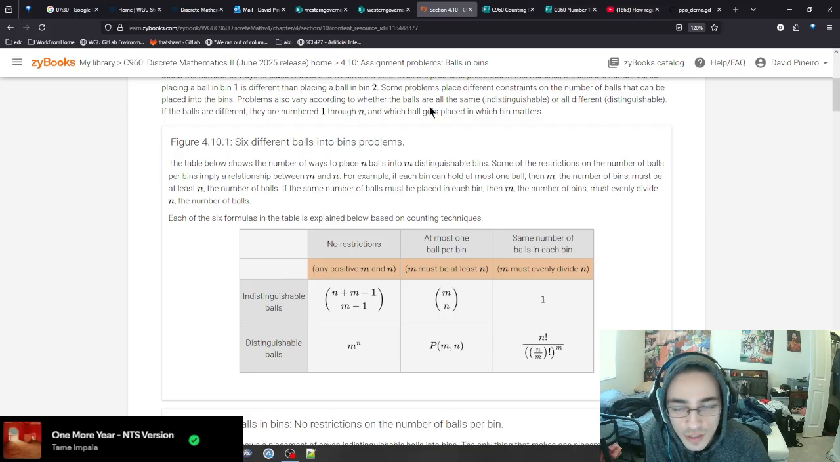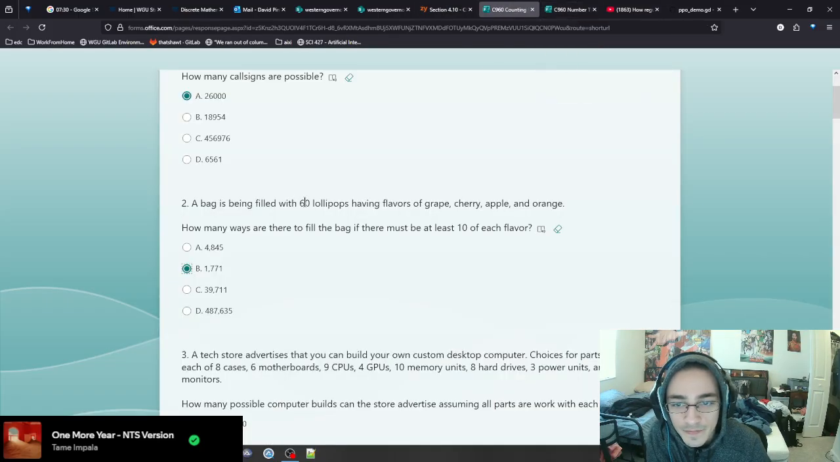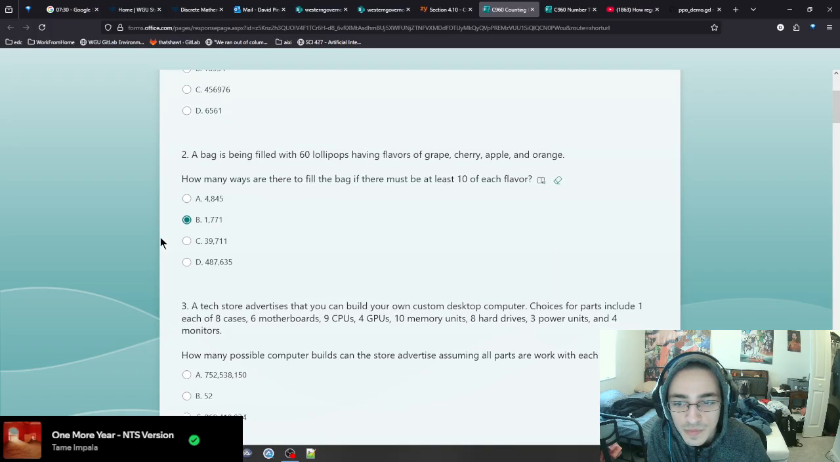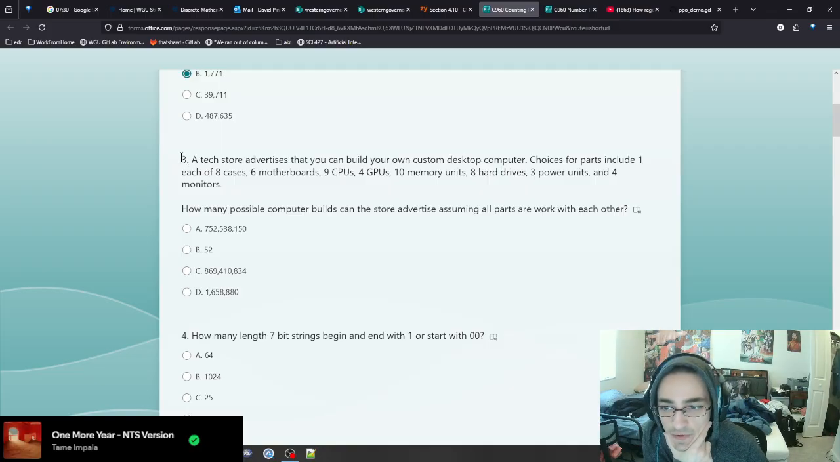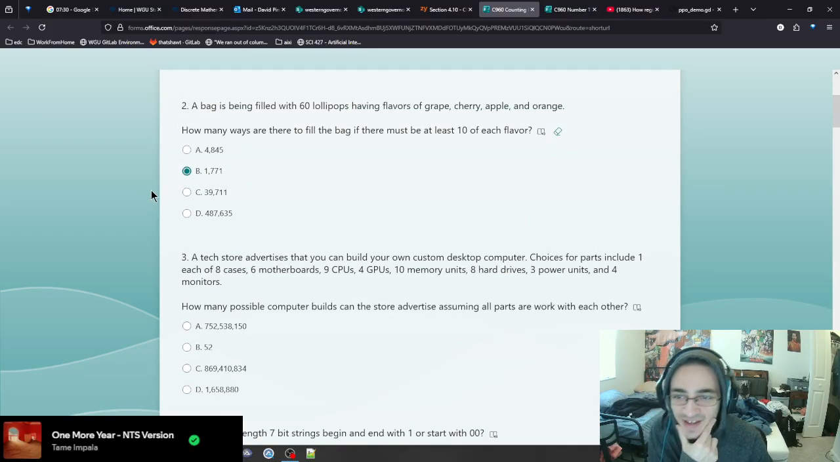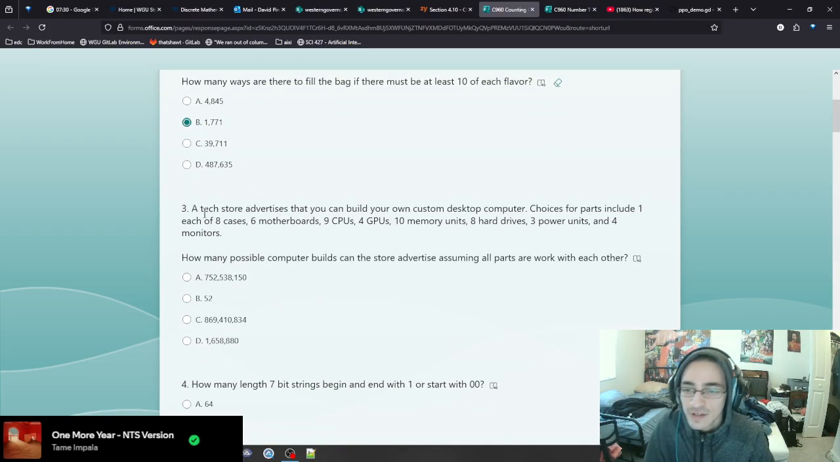And the balls are indistinguishable. I do not discriminate on lollipops. I only have 4 bins of flavors, but the lollipops themselves, I guess, don't. They're all the same or something. I don't know. All right, I'm gonna continue. I think that's pretty good.